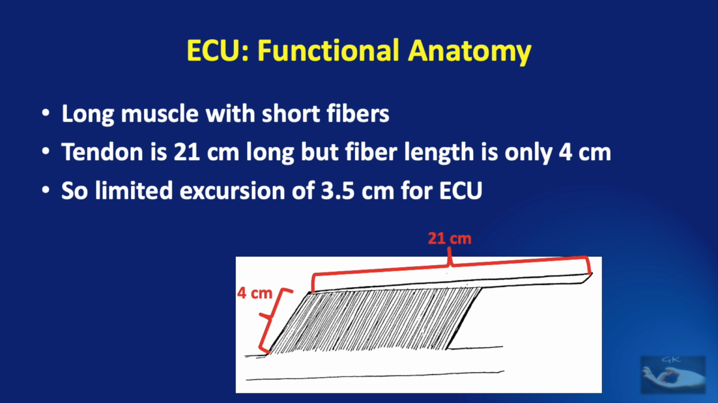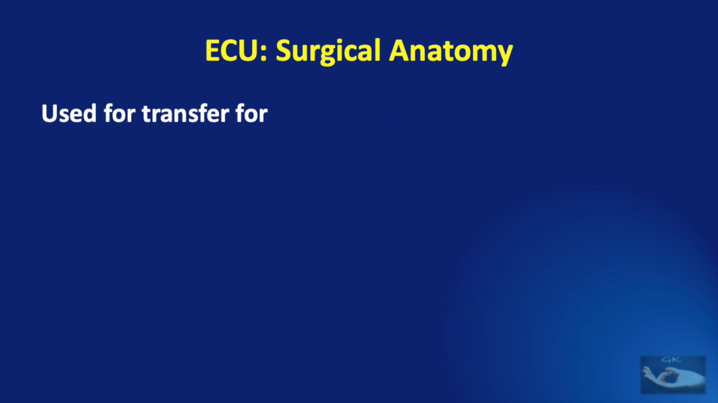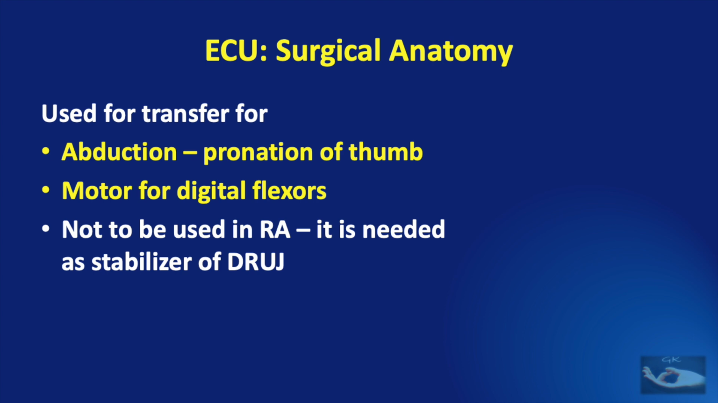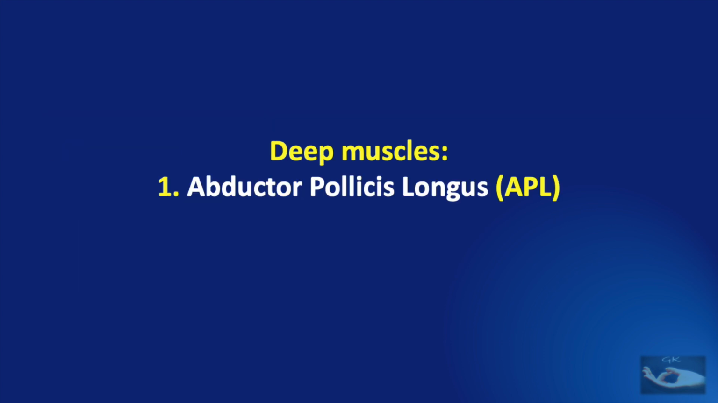The ECU is a long muscle with short fibers. The tendon is 21 centimeters long, but the fiber length is only 4 centimeters. So, there is a limited excursion of about 3.5 centimeters for the extensor carpi ulnaris. The ECU can be used as a transfer for providing abduction and pronation of the thumb, as a motor for digital flexors, but it should not be used in rheumatoid arthritis because it is needed as a stabilizer of the distal radioulnar joint.